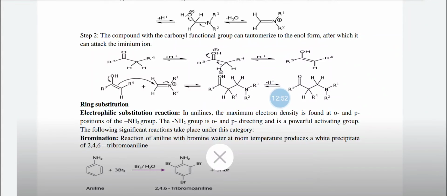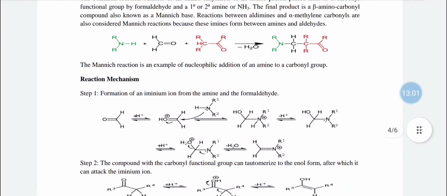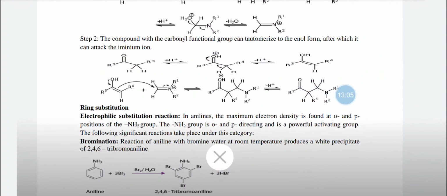The last step, one more proton will be eliminated from OH plus and the corresponding product will be formed, that is the beta amino carbonyl compound. This amino group is present on the beta carbon atom to this carbonyl group.